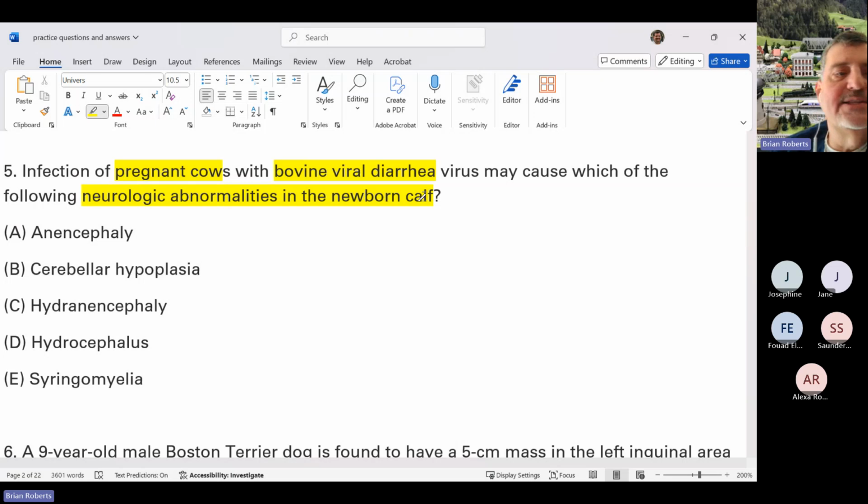So anencephaly, they're born without a brain. Cerebellar hypoplasia, it's a cerebellar developmental issue like we see in cats that have panleukopenia. Hydranencephaly and hydrocephalus are similar but different, right? Hydrocephalus is too much fluid in the ventricles, and hydranencephaly is basically like cerebral edema, water on the brain, so to speak. Syringomyelia is loss of the normal crenations, right? The sulci and the crenations that give the brain that extra surface area.